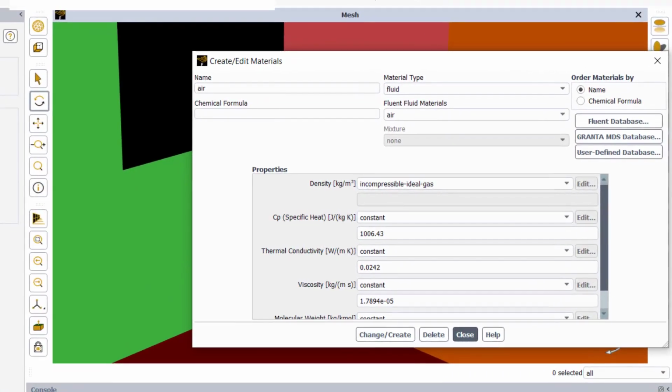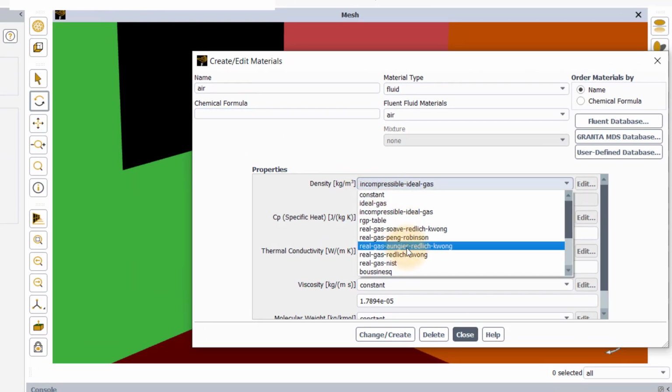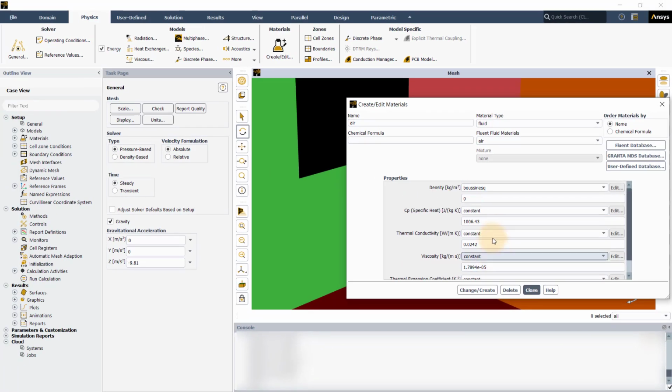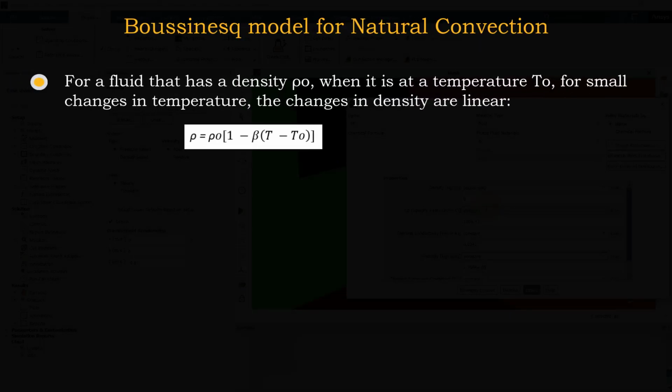For natural convection, you can use any temperature-dependent density definition, including any of the real gas models, piecewise linear or polynomial, or user-defined. However, the most commonly used models are Boussinesq, incompressible ideal gas, and ideal gas. Both of the ideal gas models are discussed in another video, so I will only talk about the Boussinesq here. It is based on the idea that if the density of the fluid at a temperature T0 is given by rho naught, then for small changes in temperature, the corresponding changes in density are linear and can be written like this, where beta is the thermal expansion coefficient.